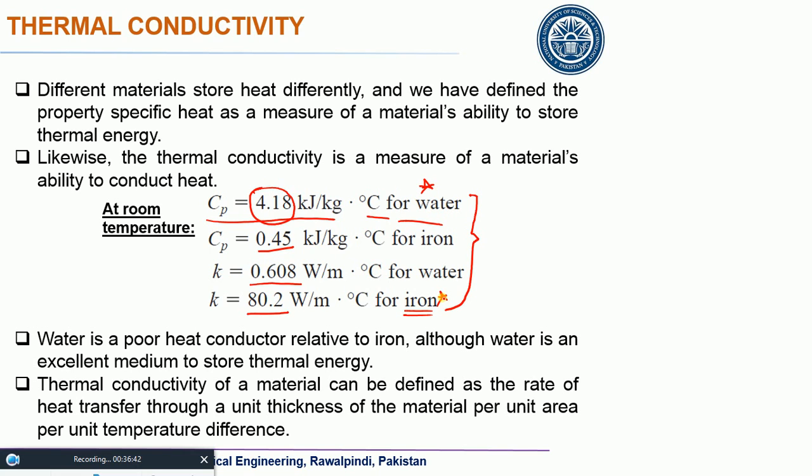Before deciding on the use of any material, if you want to transfer heat through that material, you need to look at all those properties. What is the value of Cp? What is the value of conductivity? You need to see all those things. That's how you decide what kind of material should be used in a particular application.